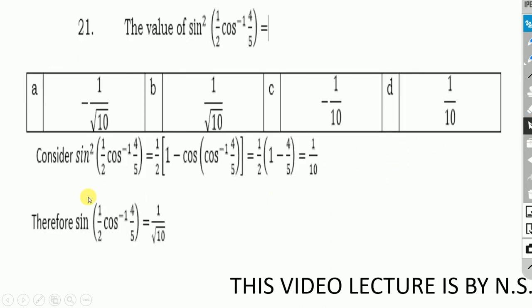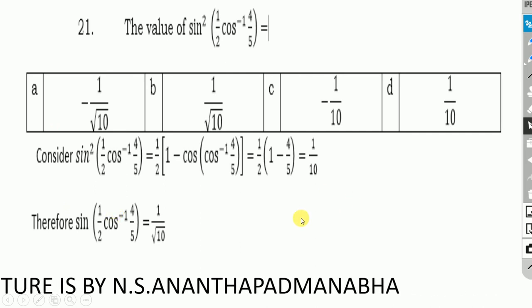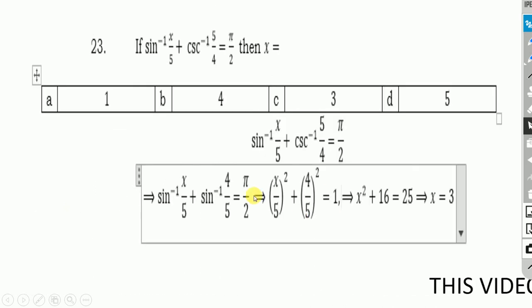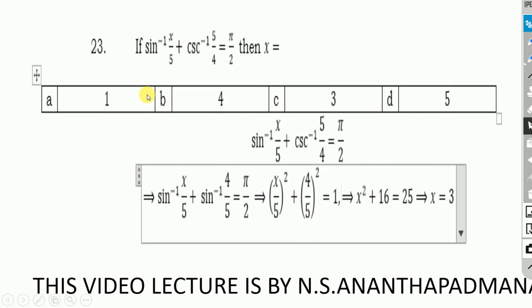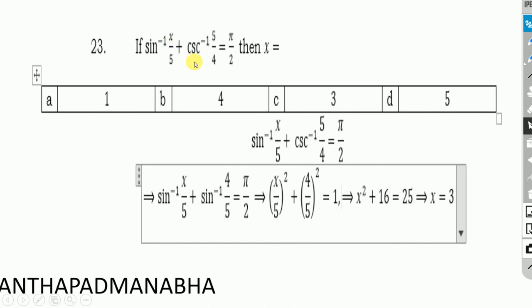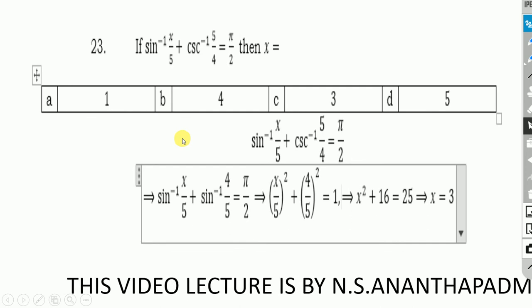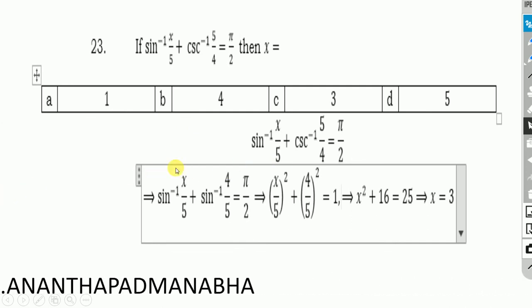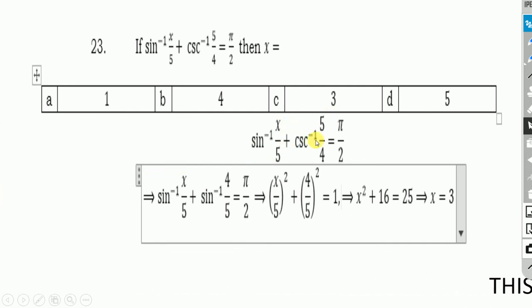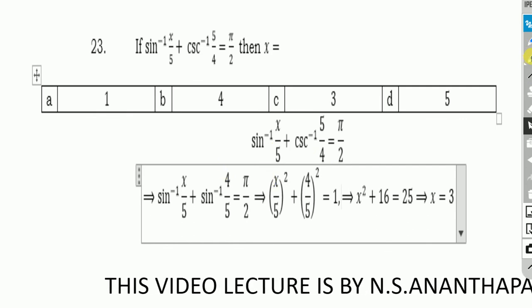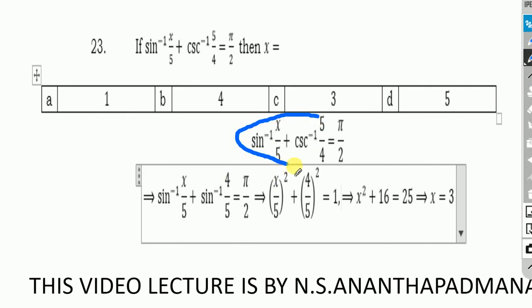The value of this problem is repeated. Now if sine inverse of x by 5 plus cosecant inverse of 5 by 4 is equal to pi by 2, then x is equal to? Sine inverse of x by 5 plus cosecant inverse of 5 by 4 is equal to pi by 2 is the given expression. I have to find the value of x. Options are 1, 4, 3 and 5.